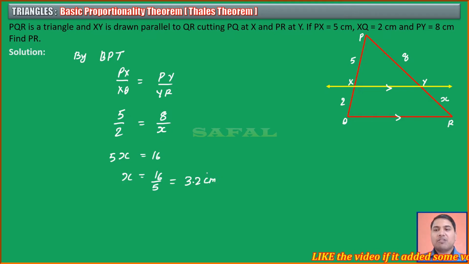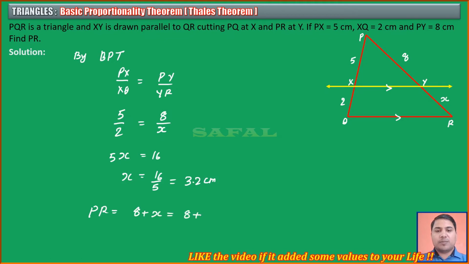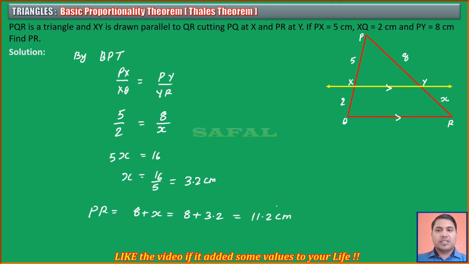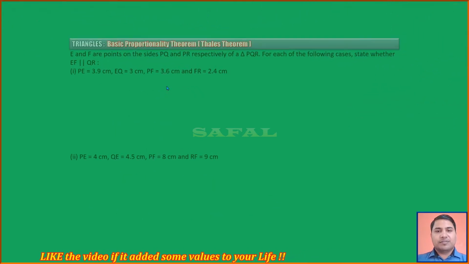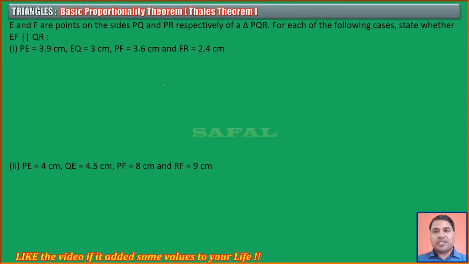So that means the value of x is 3.2 centimeter. So PR we are supposed to find. So PR is 8 plus x, or I can say 8 plus 3.2. So that becomes 11.2 centimeter. So easy question based on Thales theorem. So moving ahead, now the two questions I have taken from NCERT, and these are based on converse of Thales theorem.